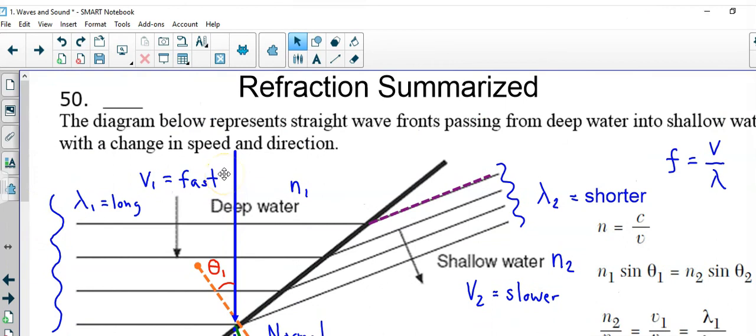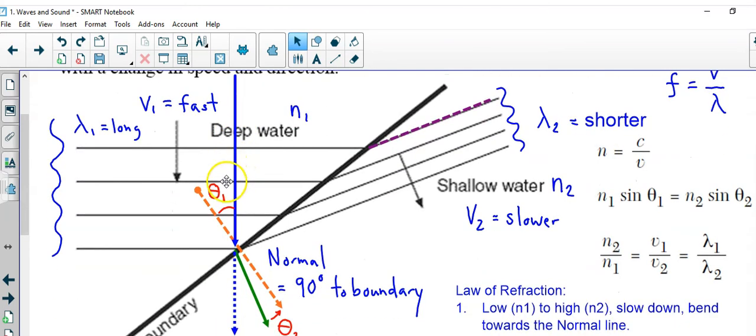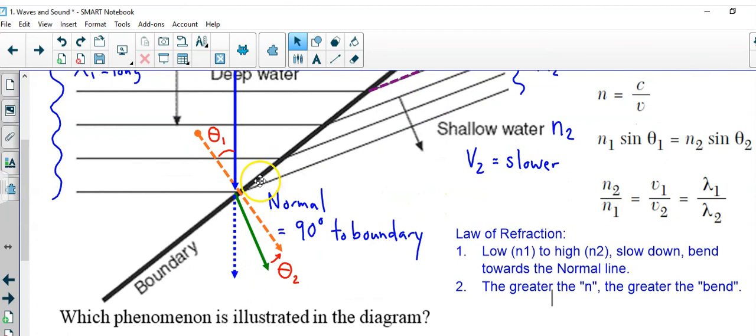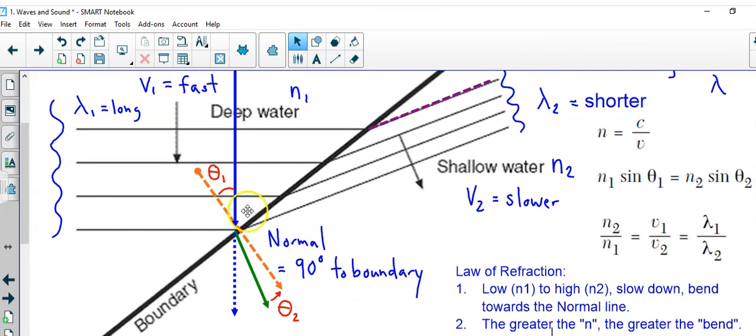So now we will conclude this video on refraction and summarize briefly. When you're dealing with water waves, from deep to shallow, fast to slow, long wavelength to short wavelength, the angle of incidence is related to the angle of refraction by a formula that has to do with the sine of the angle, but we will not have to deal with this formula until we deal with light rays.